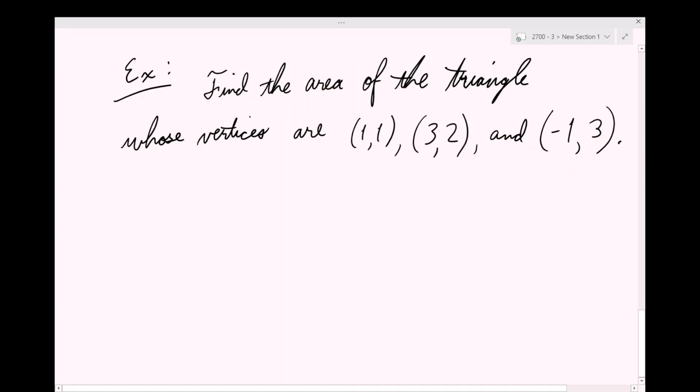Okay, so what this question is asking is, it's just giving me the corners of a triangle. And it says, what's the area of this triangle? So let's see what that looks like. So I have 1, 1. So here's one corner of the triangle. Then I have 3, 2. Here's another corner of the triangle. And then I have negative 1, 3.